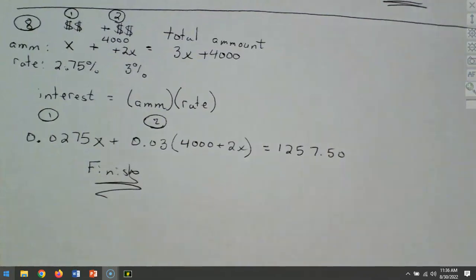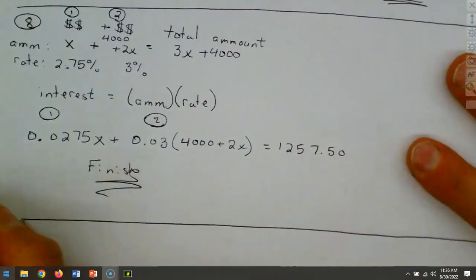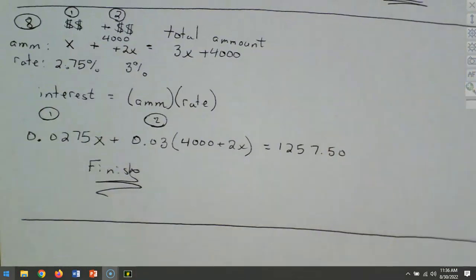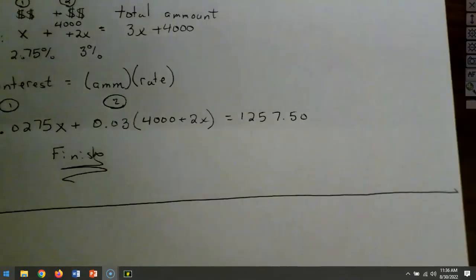That then takes care of 1.2 questions. Now we're going to begin with 1.3. So I'm going to go ahead and pass out your new homework packet. And this will be due next Tuesday again.